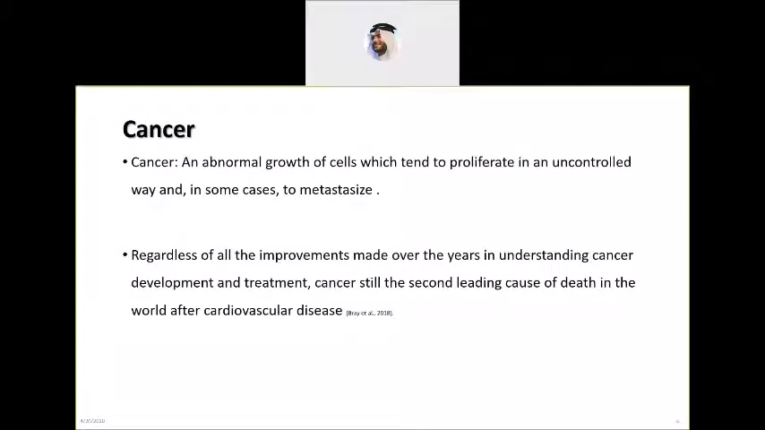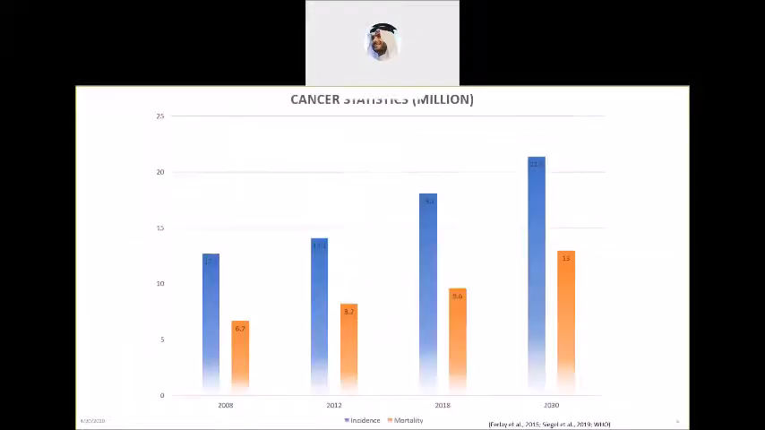Cancer is abnormal growth of cells which tend to proliferate in an uncontrolled way and in some cases lead to metastasis. Regardless of all the improvements made over the years in controlling cancer and developing treatments, cancer is still the second leading cause of death in the world after cardiovascular disease. As you can see here in the chart, there is an increase in the incidence and the mortality of cancer over the years, and there is still an anticipation that in 2030, we may have an increase in the incidence of cancer cases up to 21 million, and cancer-related deaths may reach 13 million.